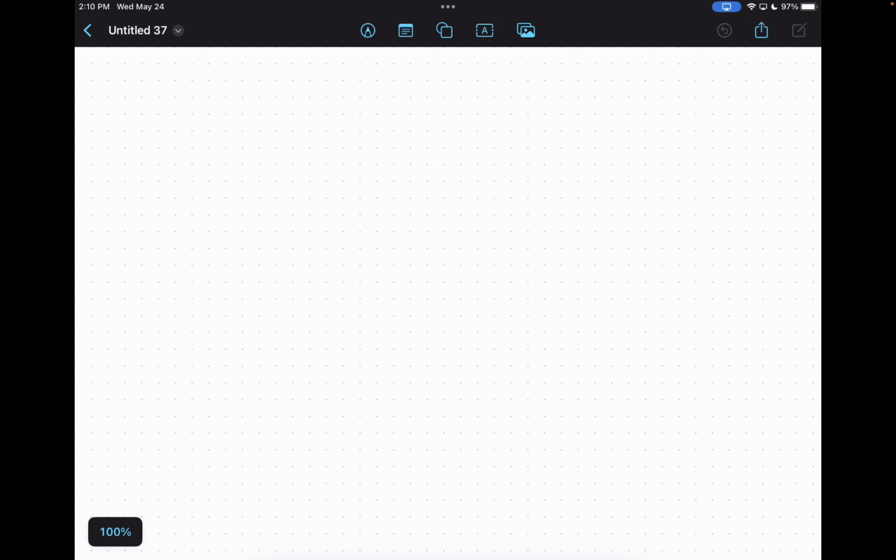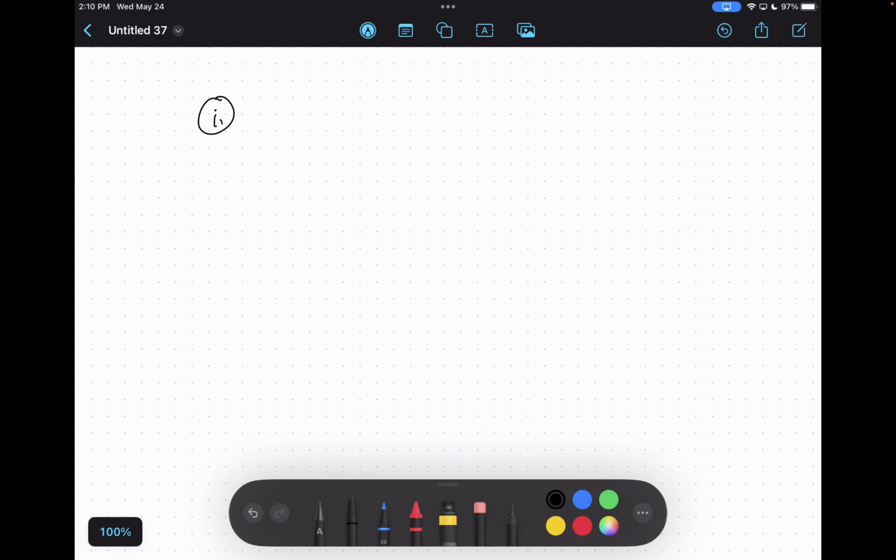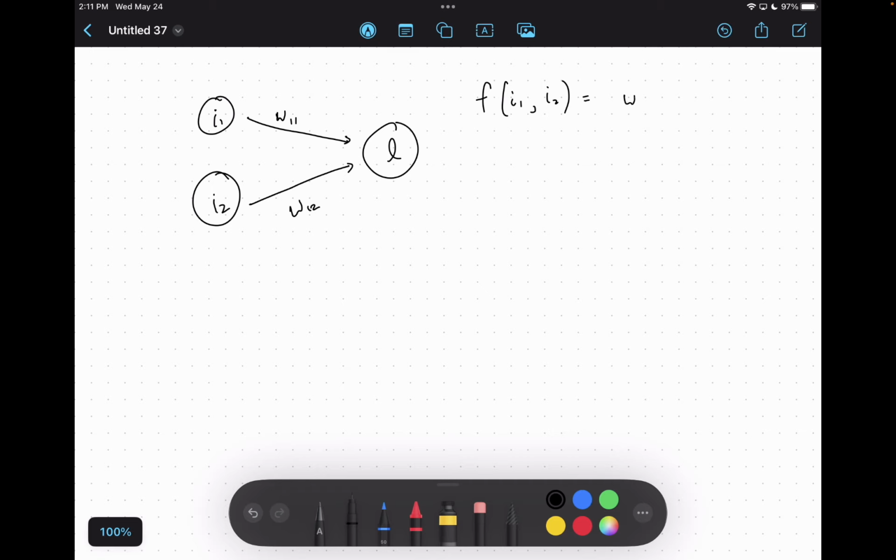Okay, so we're going to pick up where we left off last time. We're talking about these simple neural networks. So if you remember, we had something that looked like this. Okay, and I had written this equation: I1, I2 is equal to W11 I1 plus W12 I2 equals L. And this is replicating our regular old linear regression.